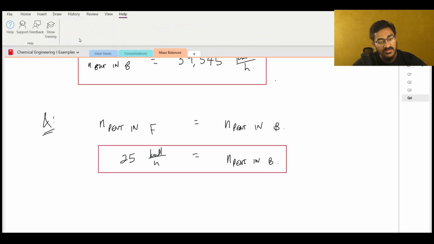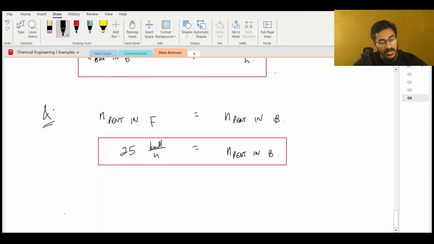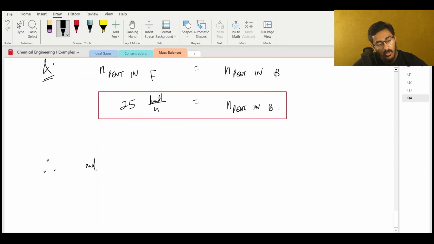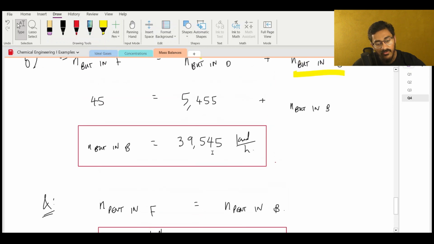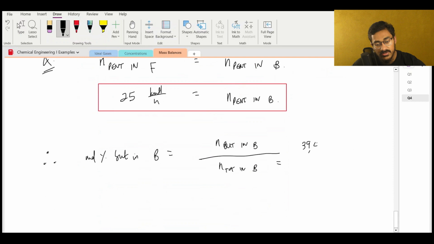So as my final step, let's go to draw. And I can say, therefore, the mole percentage of butane in the bottoms is equal to the number of moles of butane in the bottoms divided by the total number of moles in the bottoms. So that is equal to, how many moles of butane are in the bottoms again? 39.545. So 39.545 all over 39.545 plus 25. Okay, and this is just the definition of a mole fraction.